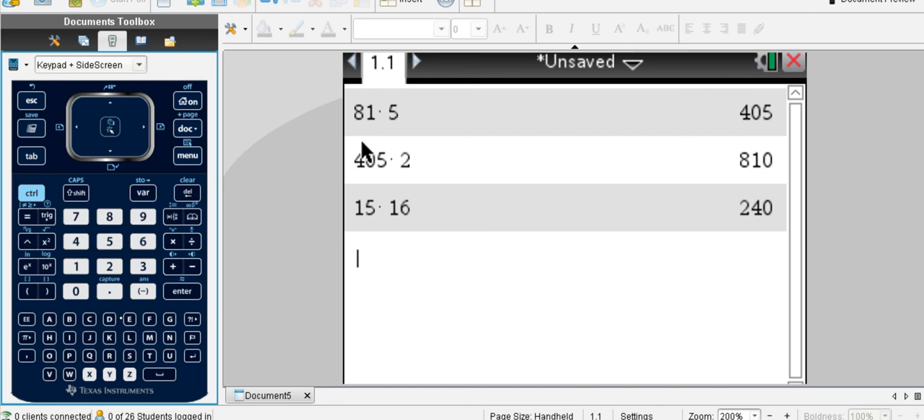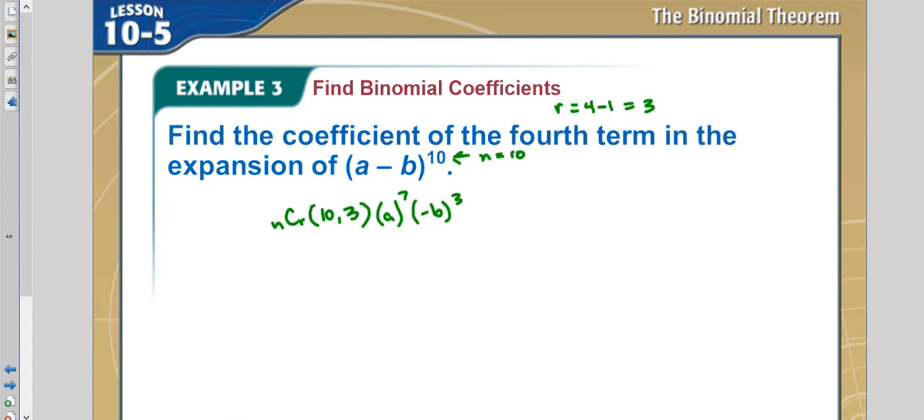We'll type in NCR and do your parentheses, 10, comma 3. So the coefficient is 120. That means when we type this in, this right here is 120. This will become a to the 7th. And this will become negative b cubed. And then you multiply all these together.